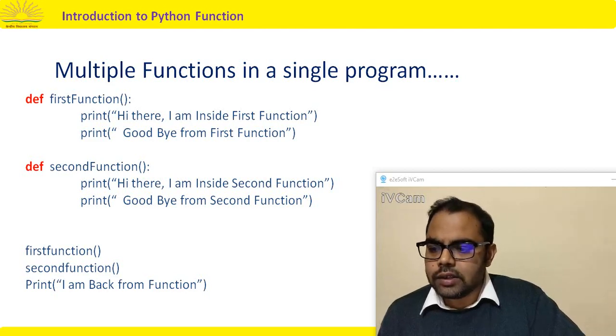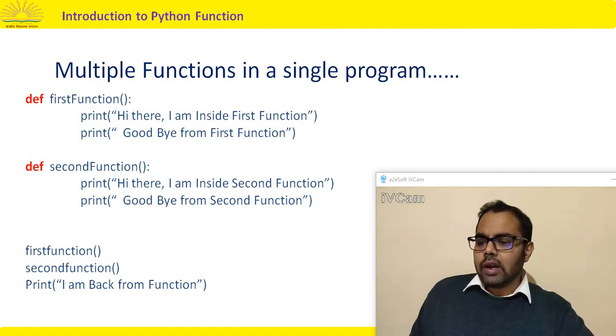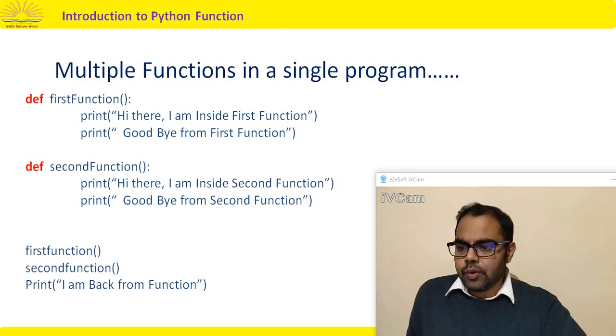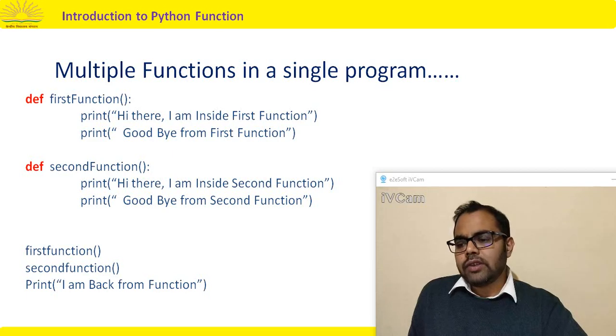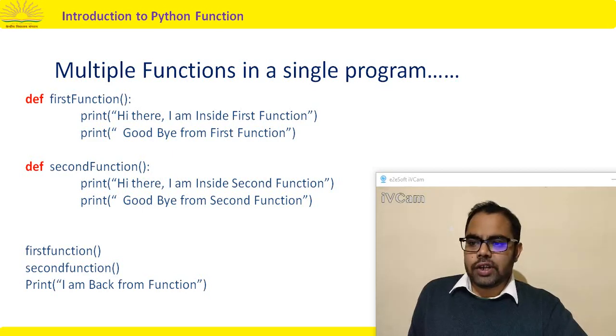Then I am having another print statement. Now if I run this code, you tell me what is the flow of control in this program. So the first line to be executed is the first function call. From this we will go to the first function call statement. We will execute this function, we will print these two lines and then return back to here.